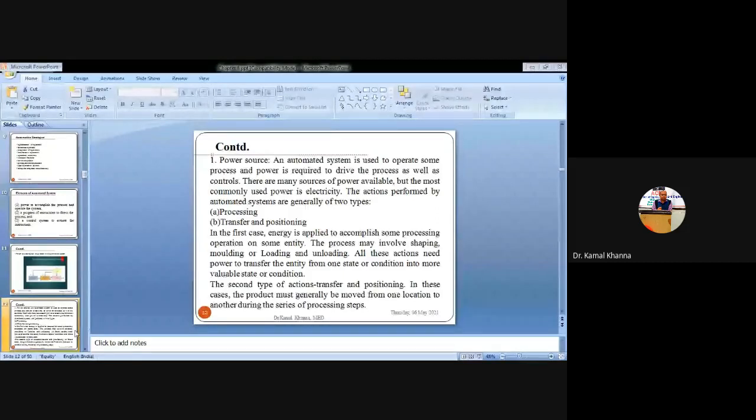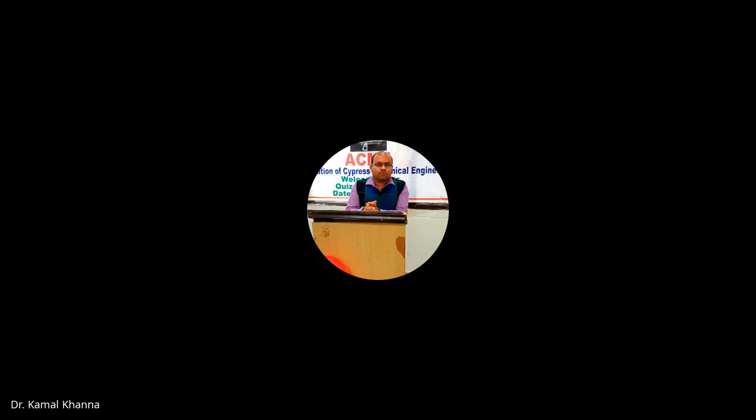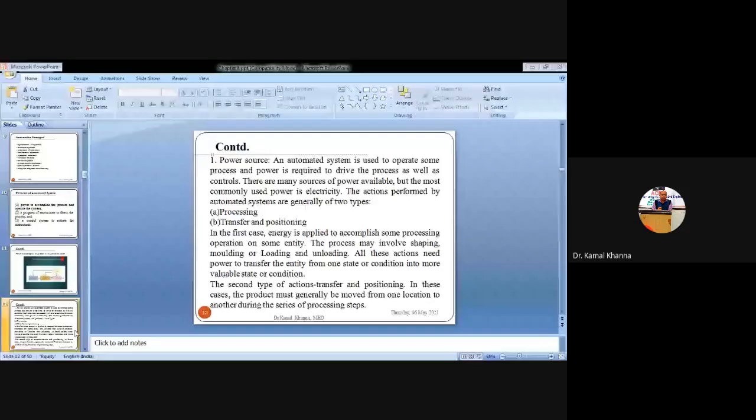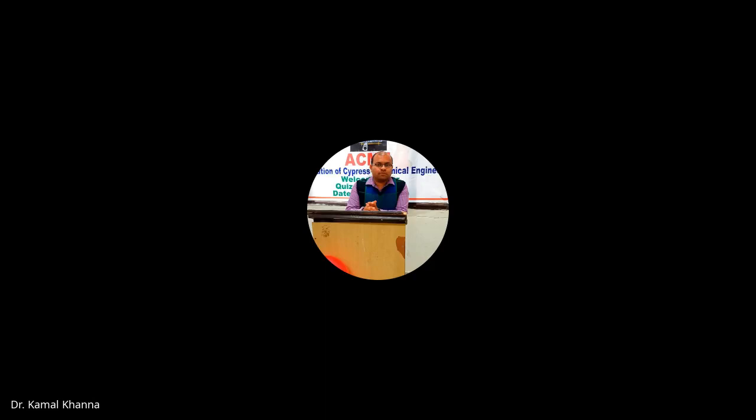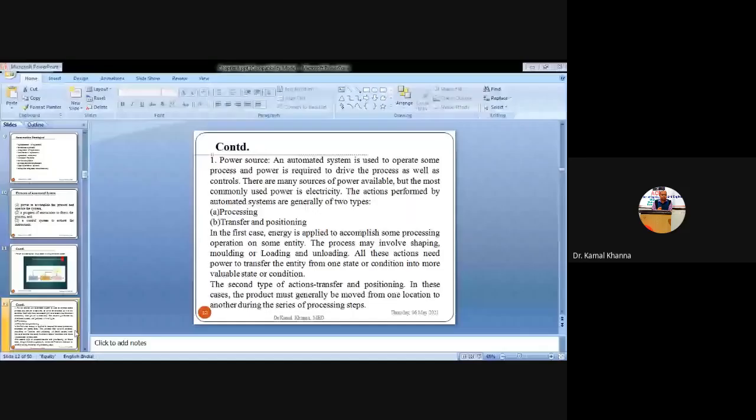So in the case of transfer and positioning, the product or the specimen must generally be moved from one location to other locations through a series of processing steps, or you are adjusting the longitudinal axis of the bed, or the transverse axis of the bed, so that the operations may be performed precisely. So the power source is basically dealing with two actions. First is the processing of the operations, and second is transfer or positioning the specimen or the workpiece, as the case may be.